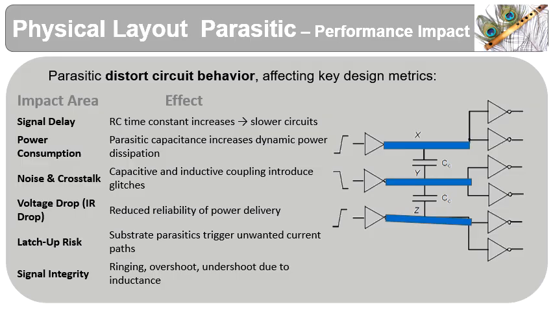IR drop, arising due to current flowing through resistive power rails, lowers the effective supply voltage and affects device operation. Poor layout can create parasitic switch paths, increasing latch-up risk, which can lead to catastrophic chip failure. These combined effects lead to signal integrity issues such as edge distortion, reflections, and ringing at high speeds. Careful layout techniques like shielding, proper spacing, and optimized routing are essential to reduce layout parasitics.